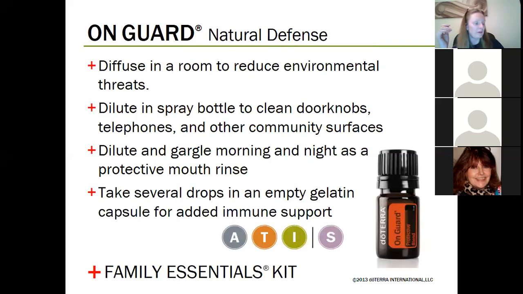I will use it with the lemon and combine those two to clean the house, and that is a really great way of being able to get rid of germs as well. But you can also gargle it, and it really helps to freshen your mouth and give you nice healthy gums and a healthy mouth. So there's lots and lots of different ways of being able to use On Guard as well. Again, you can pop it into these capsules and swallow them with water, and that will boost your immune system.